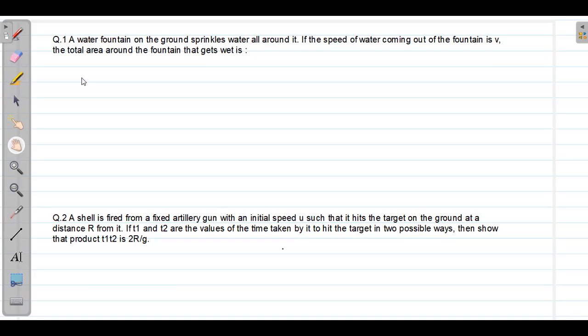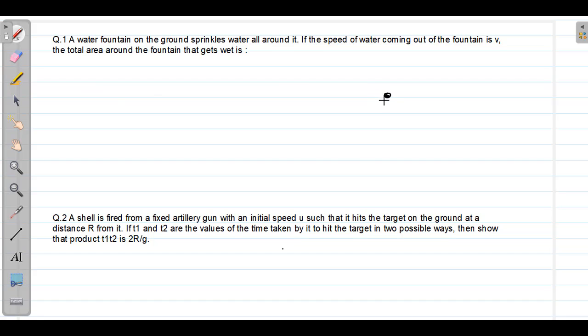Let's do some problems on the projectile. Question number 1. A water fountain on the ground sprinkles water all around it. If the speed of the water coming out of the fountain is V, the total area around the fountain that gets wet is.